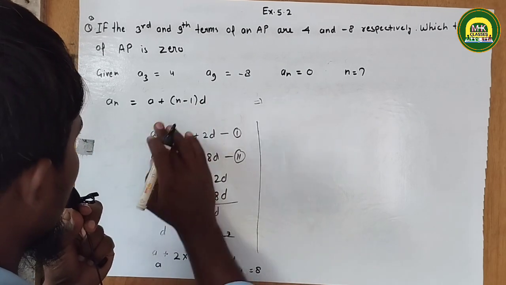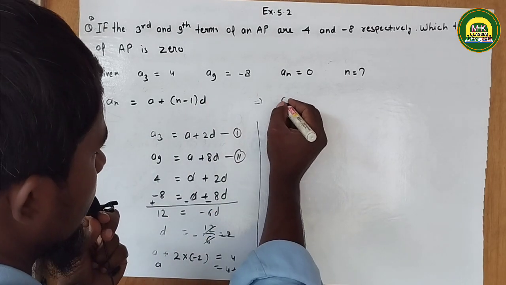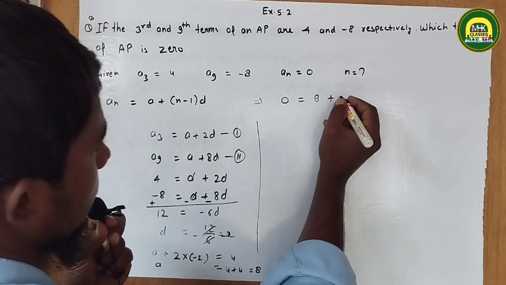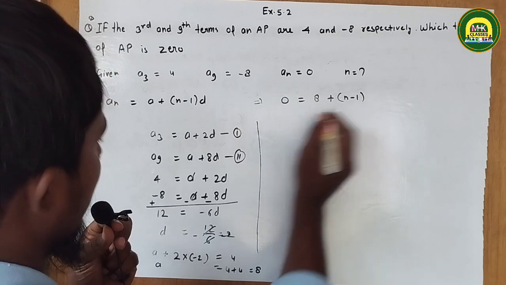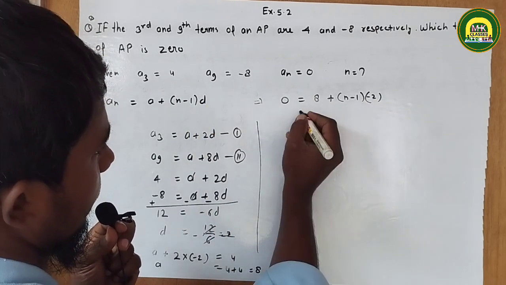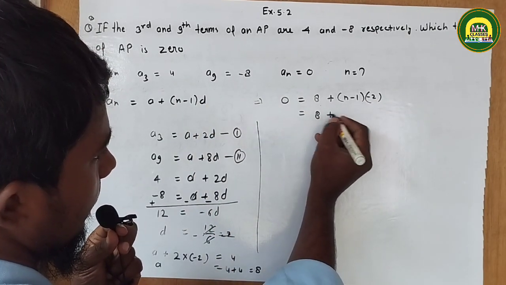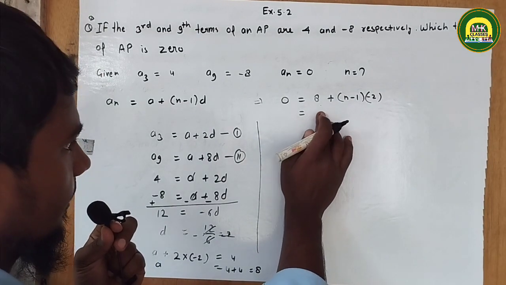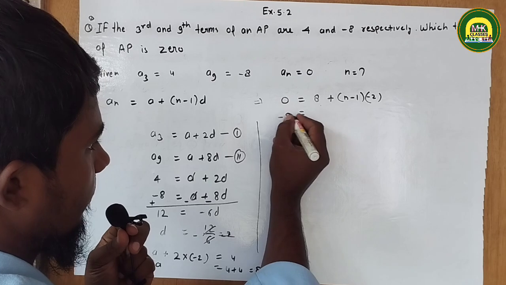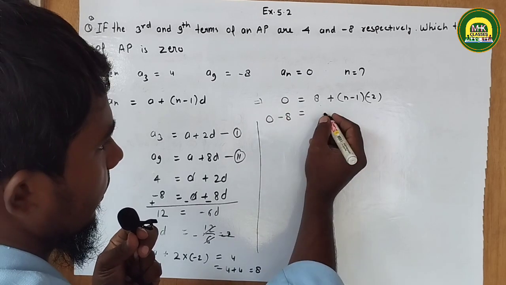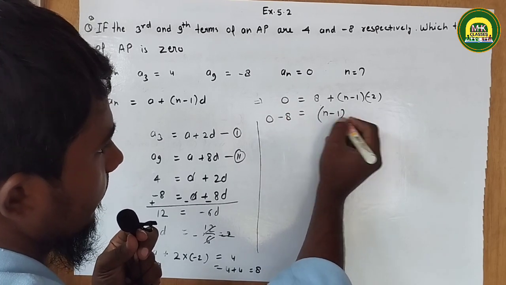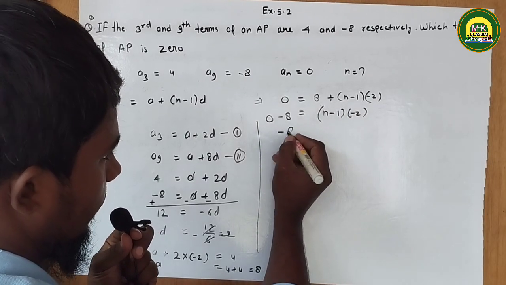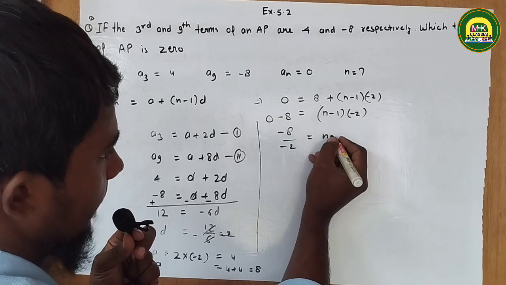Here we can put the value of a and d. an is given 0, a is 8 and n as it is given, d is minus 2. So 8 transfers to the left side, it becomes minus 8. 0 minus 8 is equal to n minus 1 in brackets, into minus 2. So minus 8 upon minus 2 is equal to n minus 1.